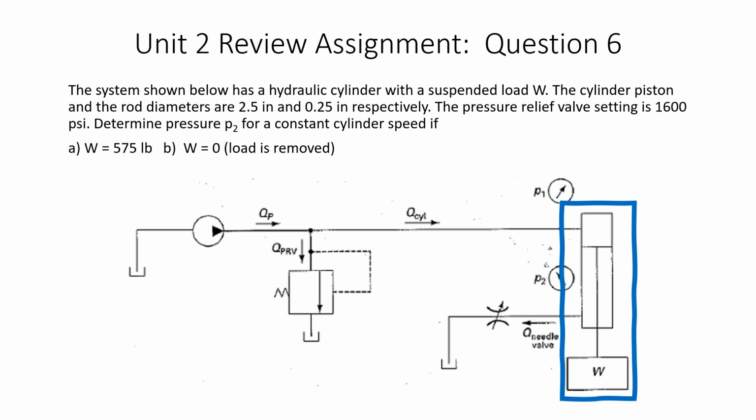One thing I want to note is our pressure relief valve setting is 1600 psi. That line is going all the way back here, and it's connected to our pressure relief valve, meaning that our pressure relief valve will open anytime we exceed that 1600 psi, meaning that P1 is going to be at 1600 psi. That's going to be our assumption for this problem.